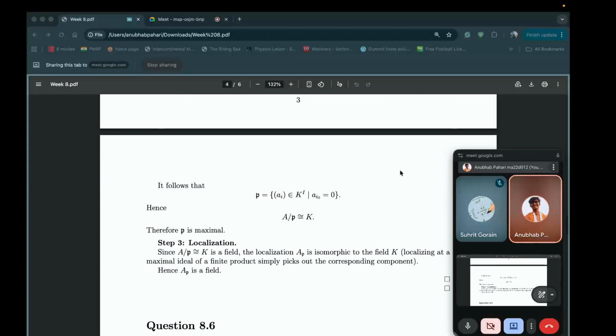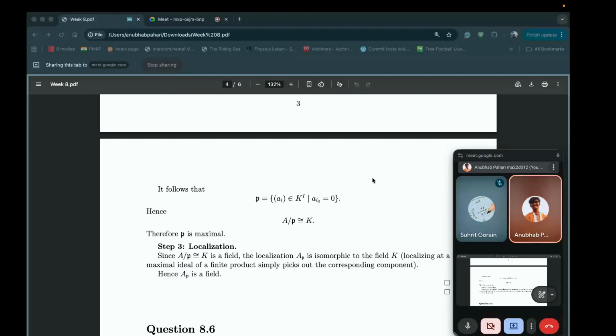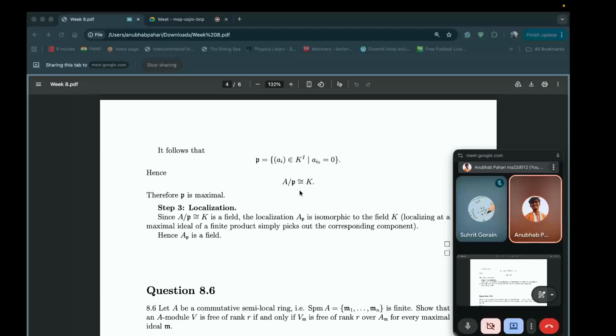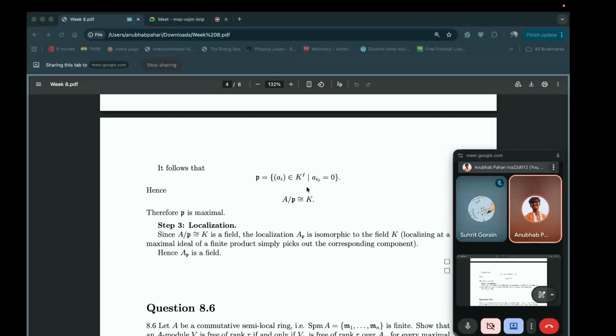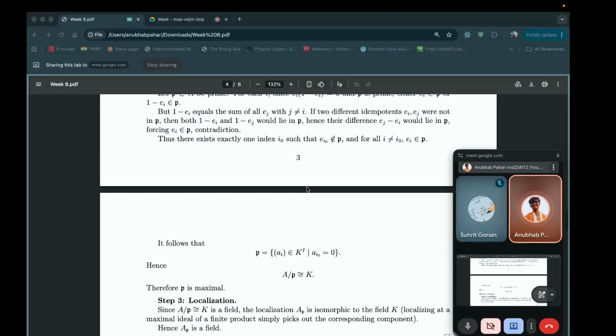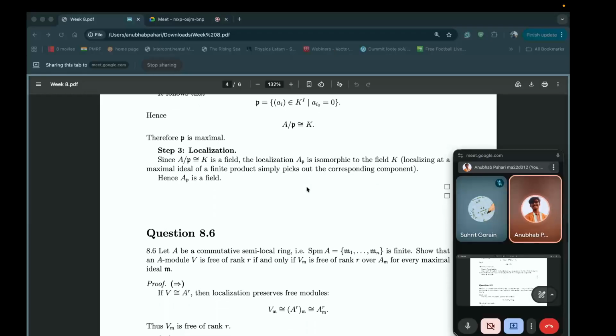Now it follows that p is the set of all tuples from k to the power I such that ai0 equals 0. Hence A mod p is isomorphic to k. That is because all the other elements are equal to A, and so when you mod them out, you will get only a single tuple, which is k itself. Therefore p is maximal.